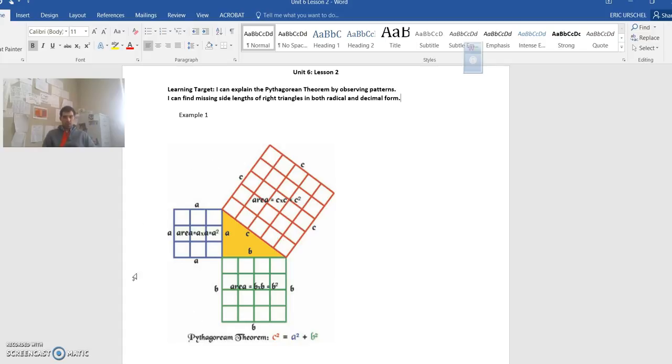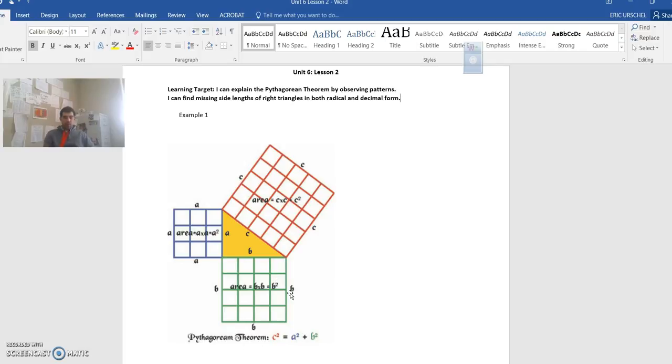So if you see this image here, it's the image that we use to help explain the Pythagorean theorem. We have three squares, the red one, the green one, and the blue one, and they're all drawn on the sides of the right triangle. So we have the little blue square, the larger green square, and then the largest red square. The whole purpose of this is hopefully that you can start to see what happens.